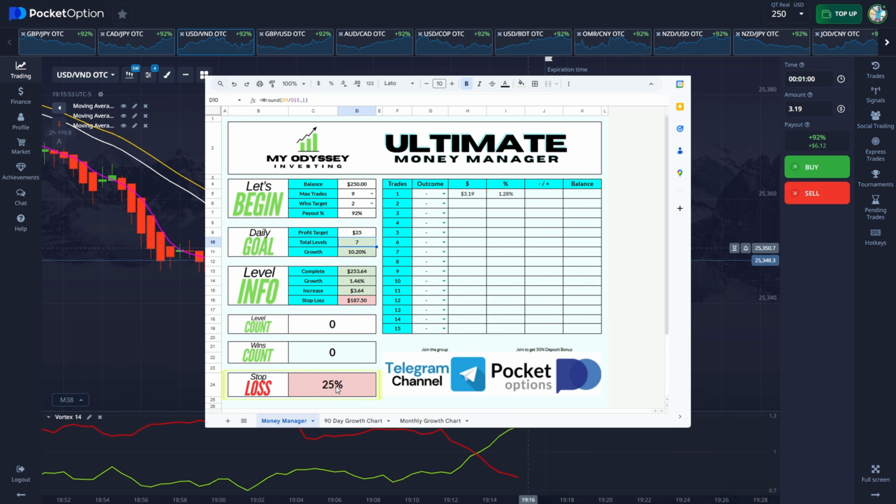Don't forget, set your stop loss. Please set your stop loss. If you hit it, end the day, end the session, end the trading for the time frame, and then move on. Come back tomorrow. There's always lots of trading to do.